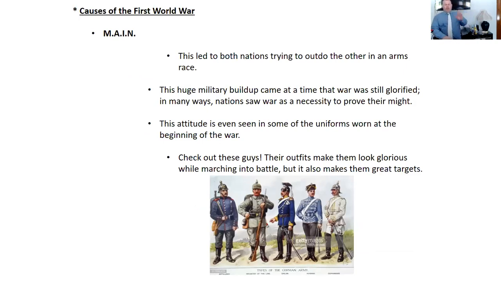And this huge military buildup came at a time that war was still glorified in many ways. Nations saw war as a necessity to prove their might. And this attitude is even seen in some of the uniforms worn at the beginning of the war. Check out these guys. Their outfits make them look glorious while marching into battle, but it also makes them great targets.